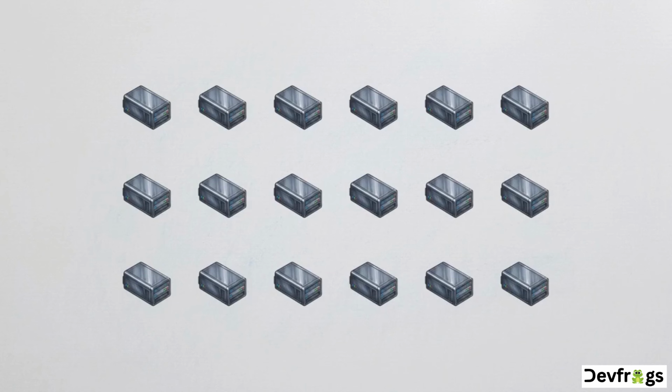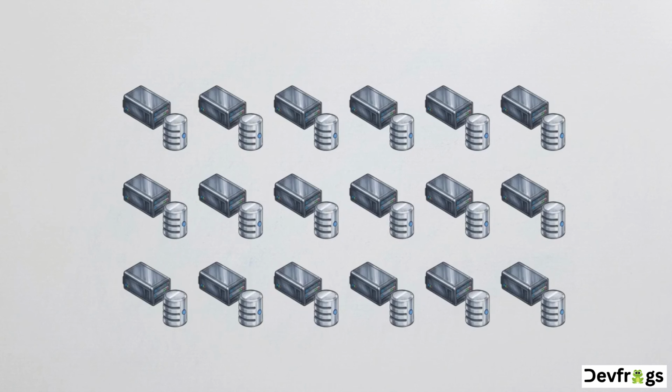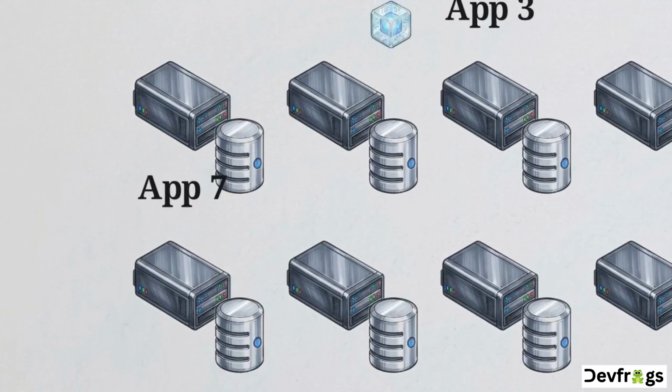This diagram shows the typical starting point for a fragmented ecosystem. We have 18 application server nodes, and each one is physically coupled to its own isolated user database. Every app maintains its own local session state, its own password hashing, and its own discrete login infrastructure. When a user updates their password on app number 3, app number 7 remains entirely unaware.